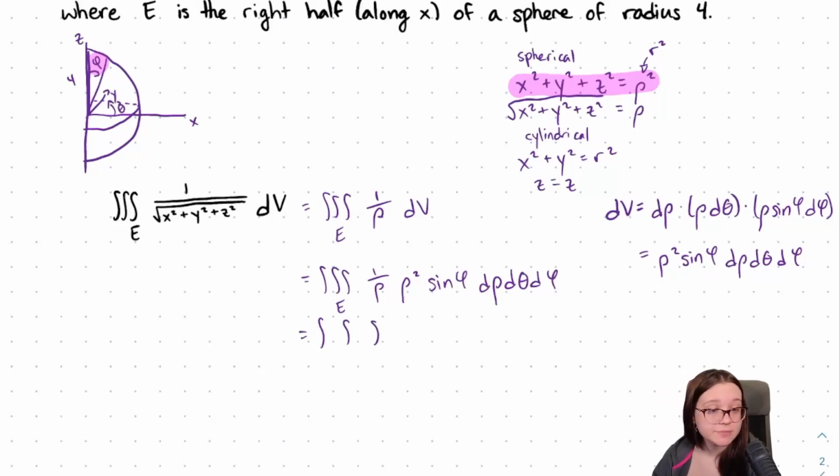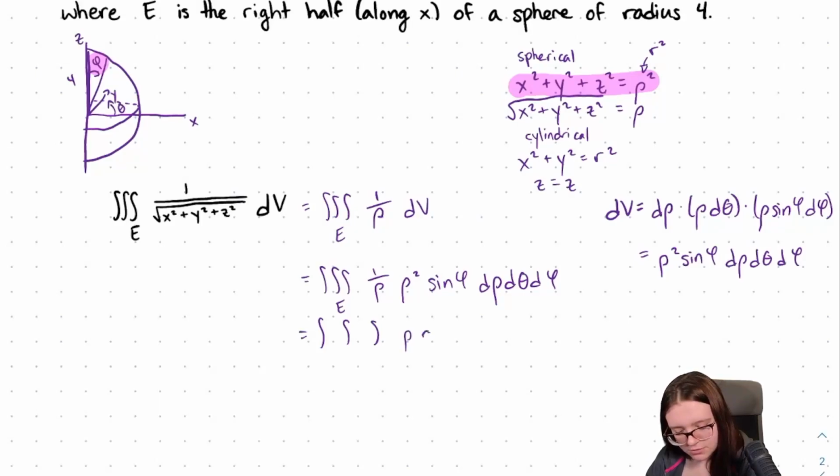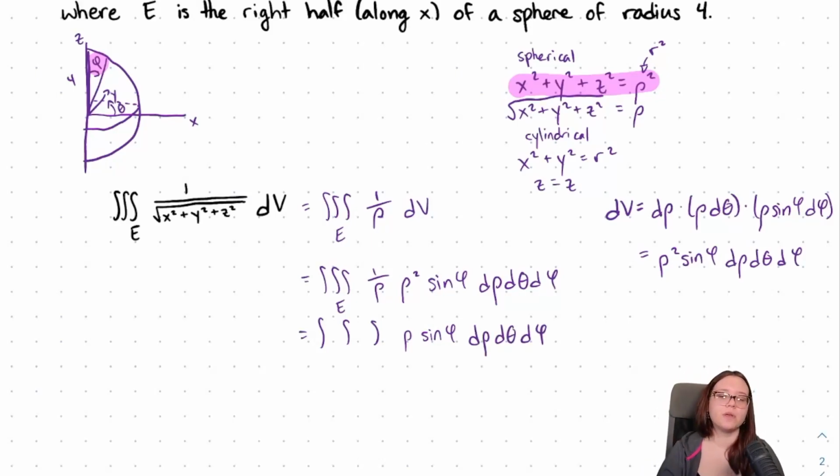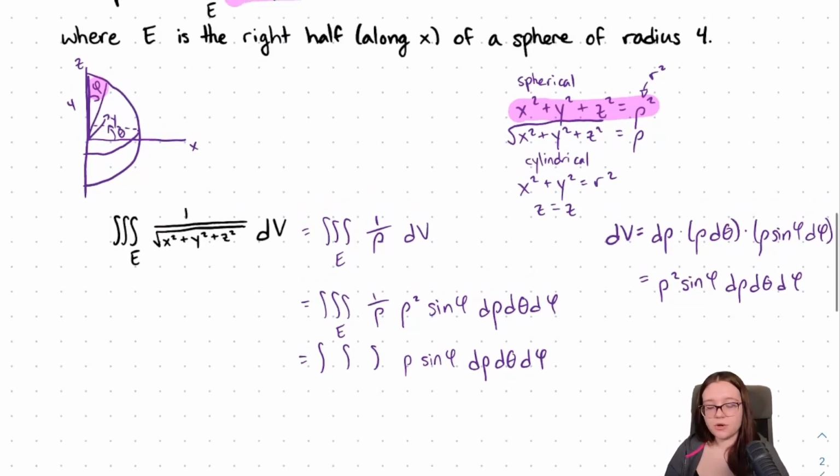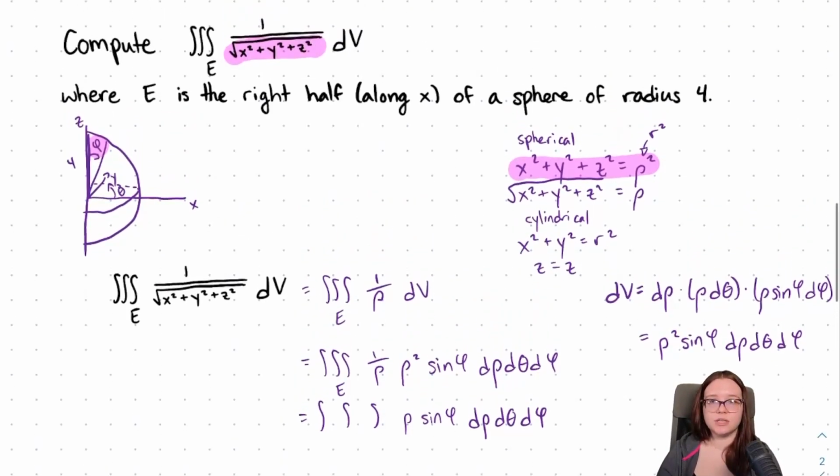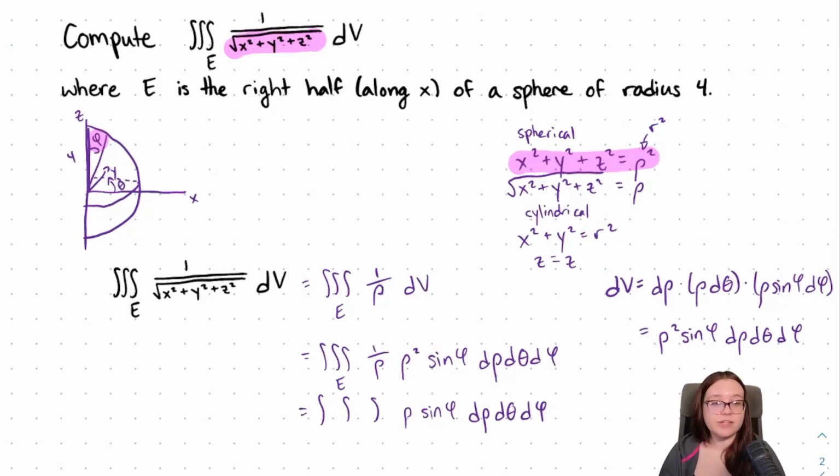And I'm going to go ahead and simplify: 1 over rho times rho squared is just rho. And then we keep the sine phi, d rho, d theta, d phi. All right. So what are our limits? Keep our question in the frame. What are the limits of our integral for rho?